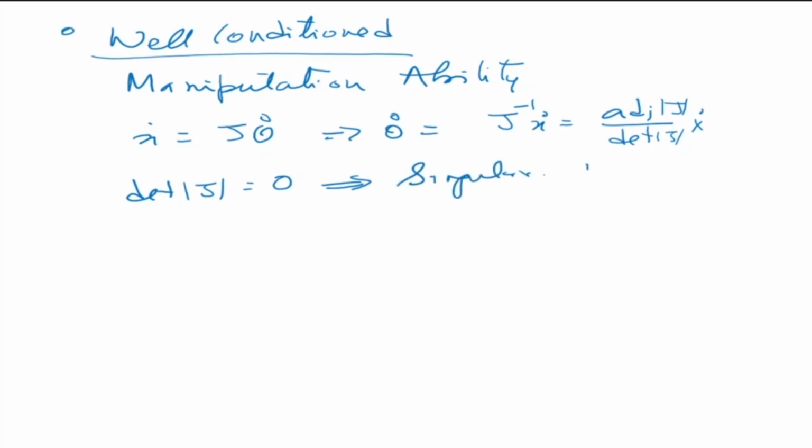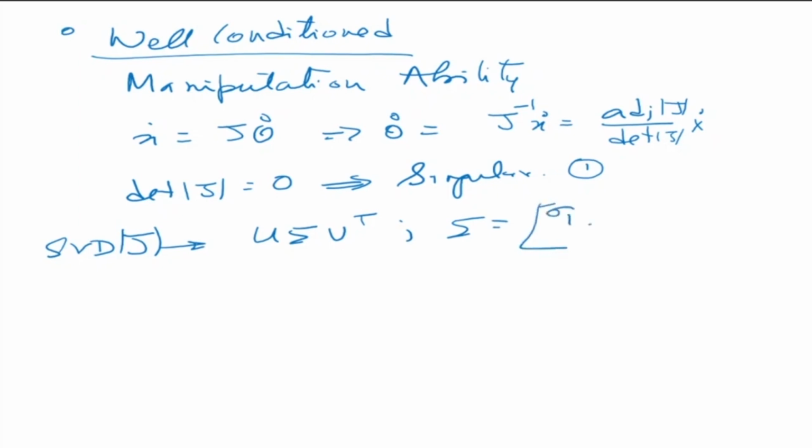Now this is one explanation. The second one is that the manipulation ability is the ability to move in a particular direction. So this J, determinant of J, we can define J as an ellipsoid. We can take the singular value decomposition of J and divide it into three matrices U, sigma, V transpose, where sigma is a diagonal matrix with sigma 1 to sigma n, which determines the major axis and minor axis of the ellipsoid.